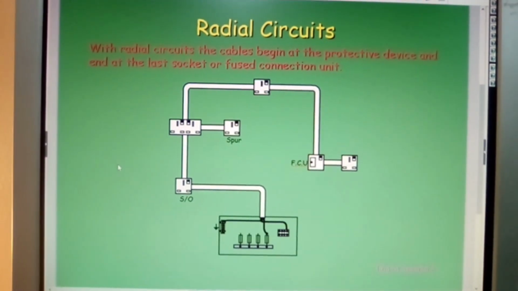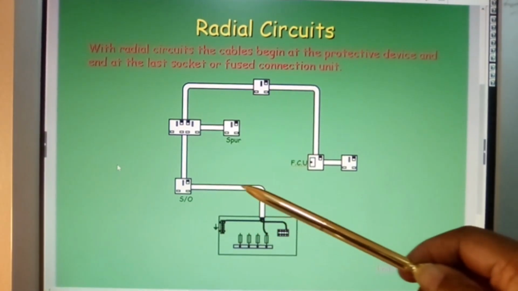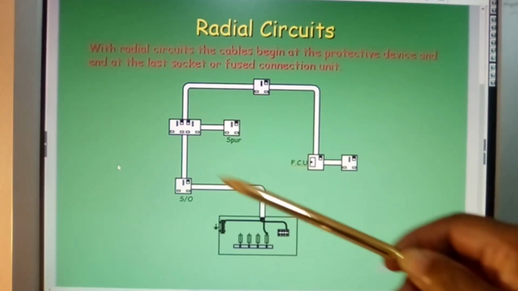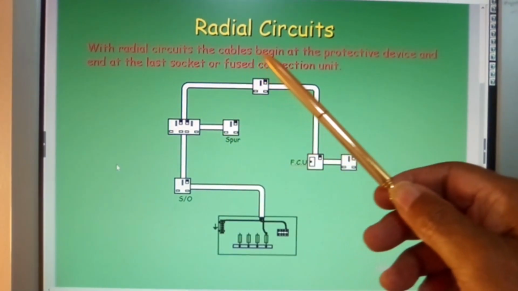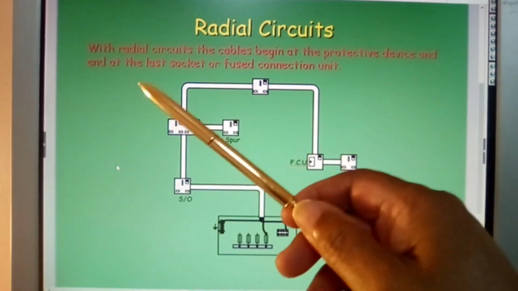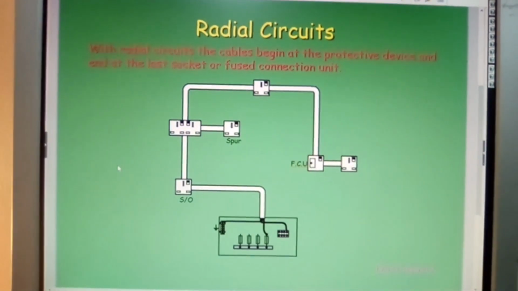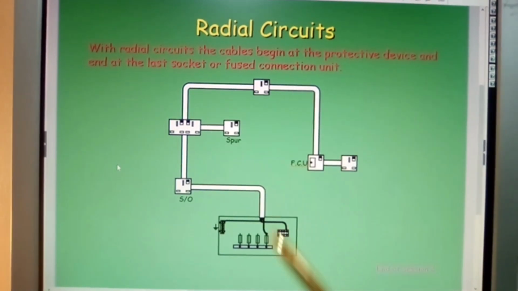Radial circuits. Again, you can only draw the current that is to the limit of the protective device. In a radial circuit, the cables begin at the protective device and end at the last socket or fused connection unit.